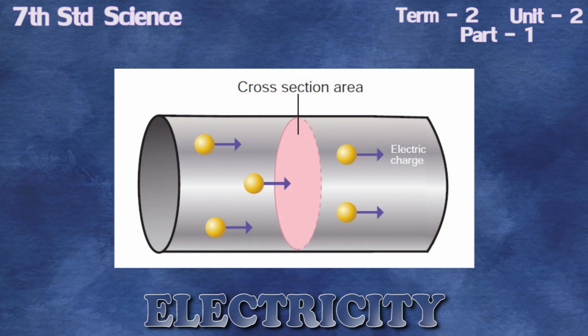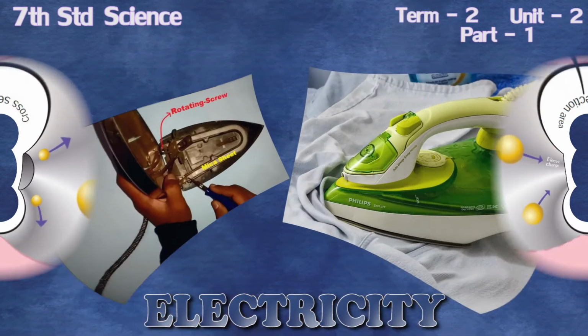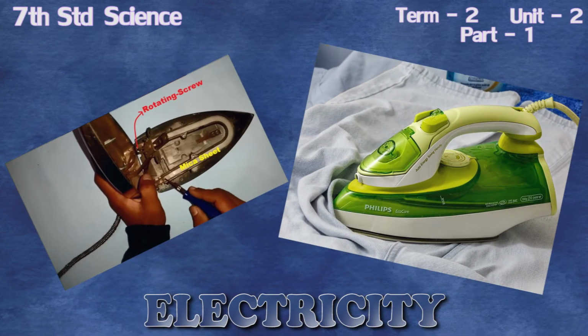I already told flow of electric charges. So, in an electrical instrument, we say it is working means it receives the electric current, then only it works. Electric iron box: when we plug it in and switch it on, the current passes through the wire inside the electric iron box, then it is heated. Electrical energy is converted into heat energy.